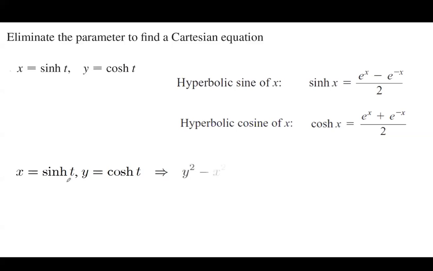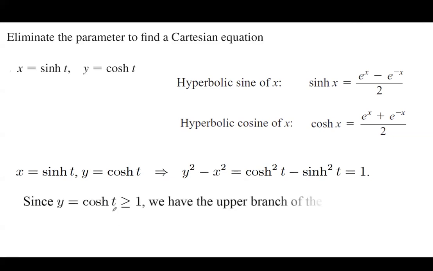Now, since x is equal to hyperbolic sine of t and y is hyperbolic cosine of t, as you remember, y squared minus x squared, or hyperbolic cosine squared minus hyperbolic sine squared, is always 1. Since y is equal to hyperbolic cosine of t, from what we learned in pre-calculus or elementary calculus, hyperbolic cosine of t is more than or equal to 1. We have the upper branch of the hyperbola.